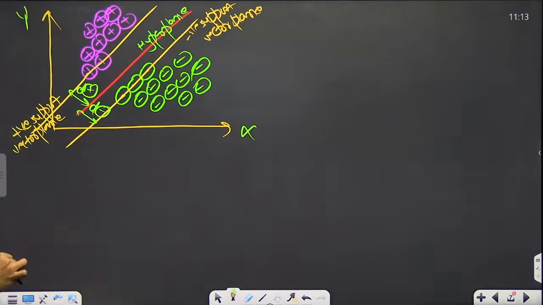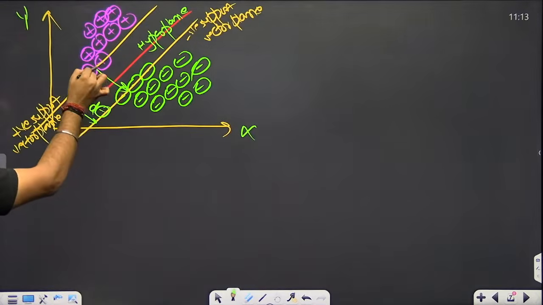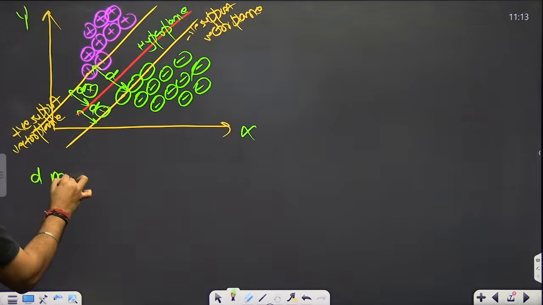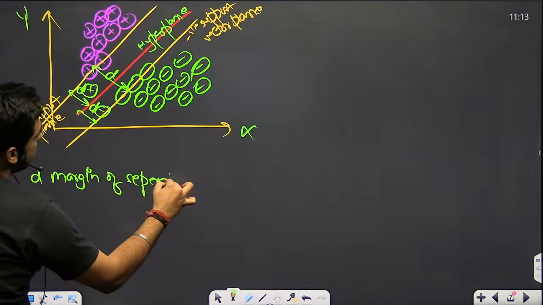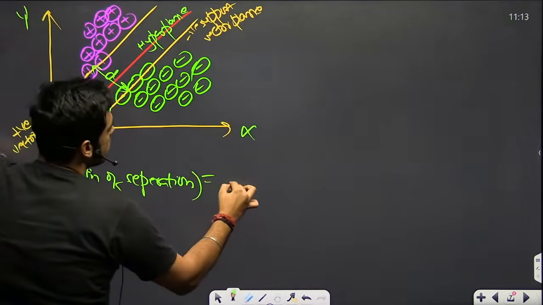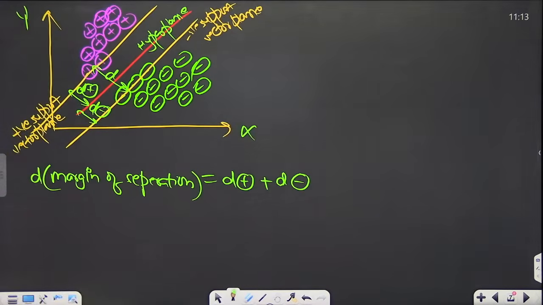So this is known as D minus. What is D? If I club both of these, this is known as D. D is defined as the margin of separation, which is equal to D plus and D minus. D plus is the positive margin of separation, and D minus is the negative margin of separation. At times we call this margin also, or margin of separation.